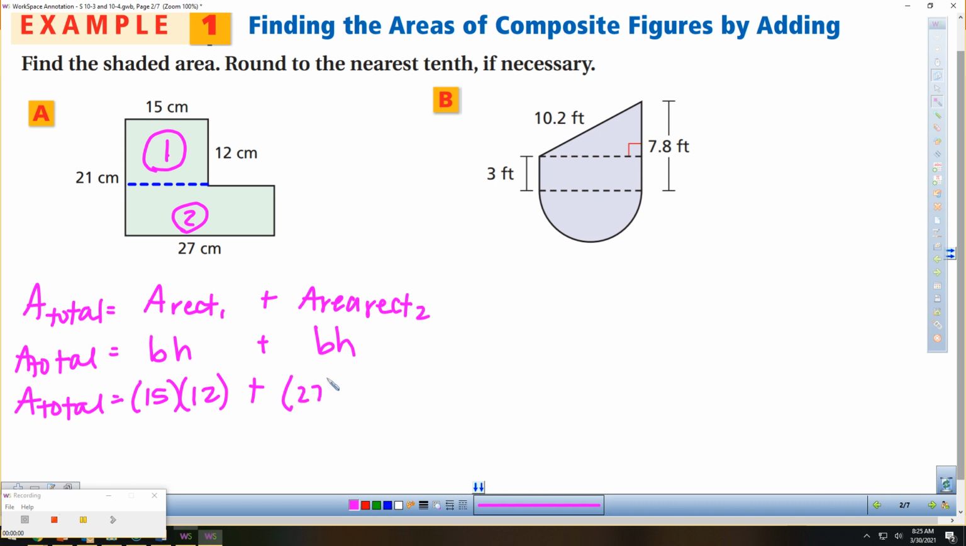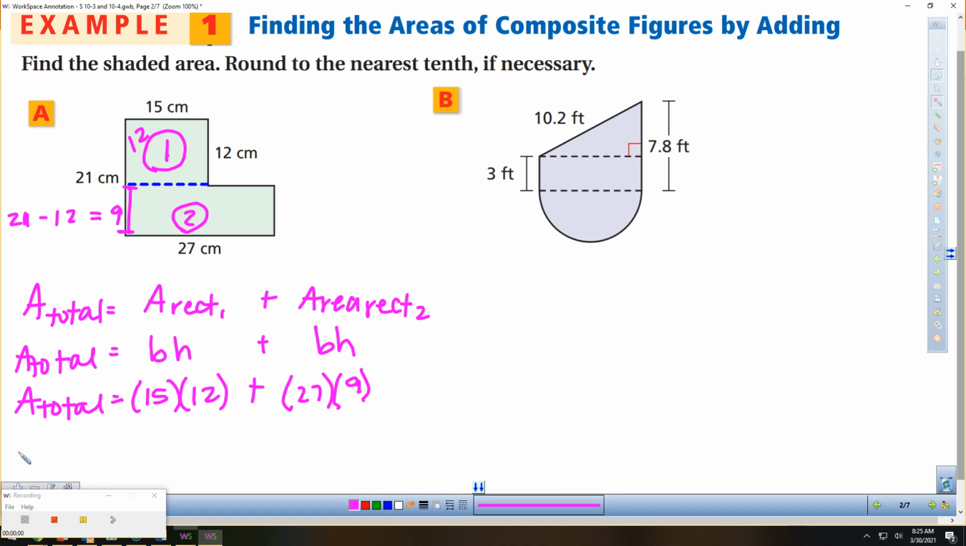Alright, somebody else, what's the base of this second rectangle? 27 is the base. Do they explicitly give me the height? No, but I can find it. Okay, because this length is my height. If I know the whole thing is 21, and this piece is 12, I can take 12 from 21 to find this. So 21 minus 12 gives me 9. So the height of my second rectangle is 9.